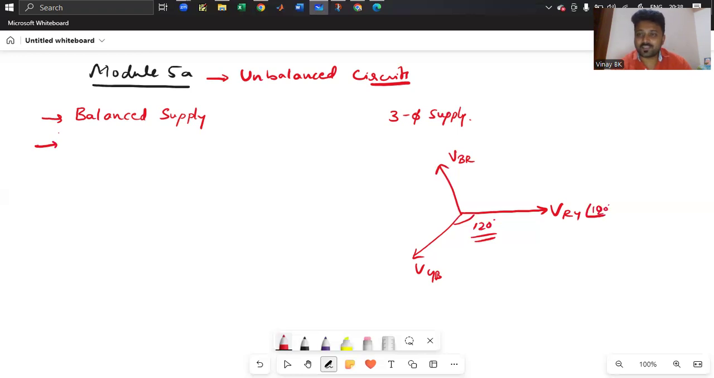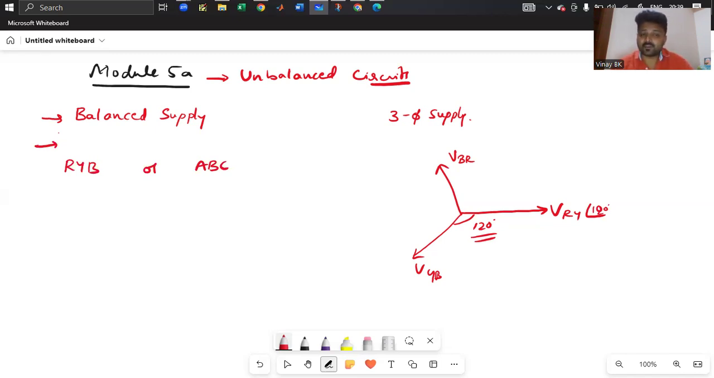Phase sequence: three phase voltages have three different phases like R, Y, B. Sometimes the sequences are called A, B, C also. This is called sequence. There are three types of sequence: positive phase sequence, negative phase sequence, and zero phase sequence. In case of zero phase sequence, the circuit behaves as a pure resistive circuit.